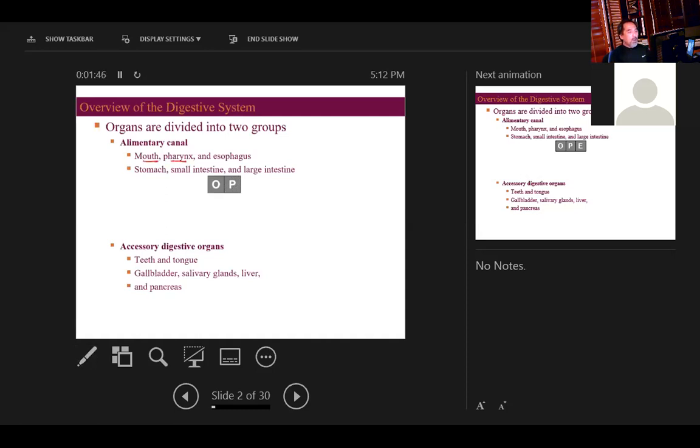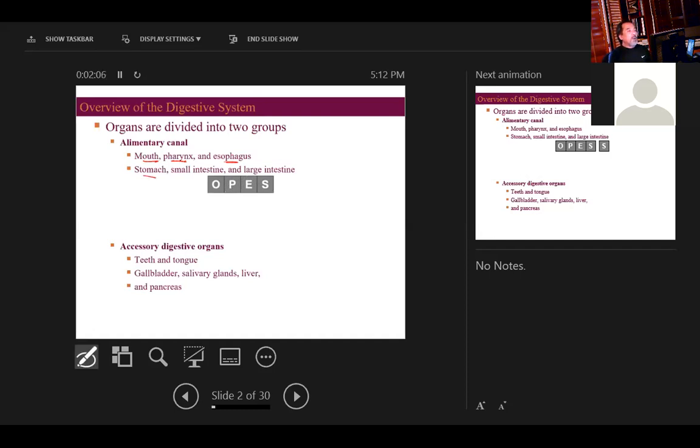After the food goes to the pharynx, it now goes to the E, and that's going to be your esophagus. And then the esophagus will go down to the thoracic cavity, penetrate the diaphragm, and meet the next structure below the diaphragm. That's going to be your S, which is going to be the stomach.